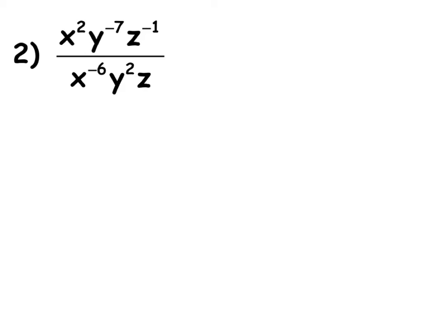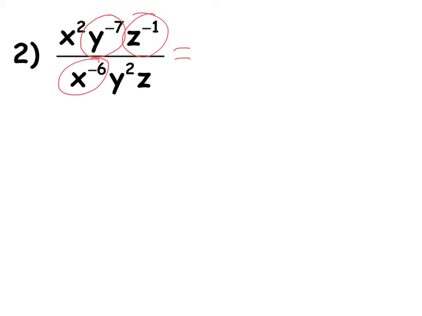Now, number 2 specifically starts us off with some terms that have negative exponents, which are a big no-no. First thing I should do is get rid of them. How do we do that? Any term with a negative exponent needs to move to the opposite side. If it's in the numerator, it goes down to the denominator and becomes a positive exponent. If it's in the denominator, it moves up to the numerator and becomes a positive exponent.